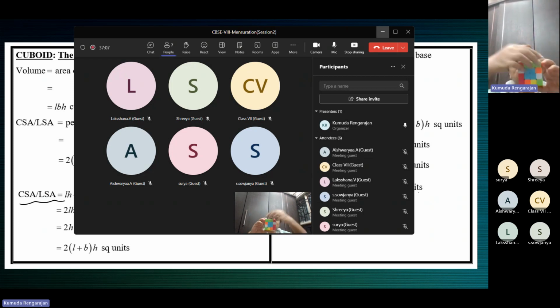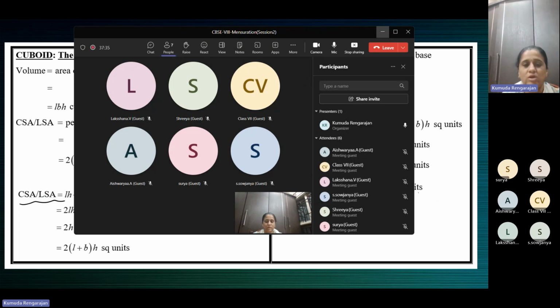The top face will be L into B. The area of the top face will be L into B. The area of the bottom face also will be L into B. Top and bottom face is L into B. Front and back face, L into H. Right and left, whatever, faces B into H. Breadth into height.